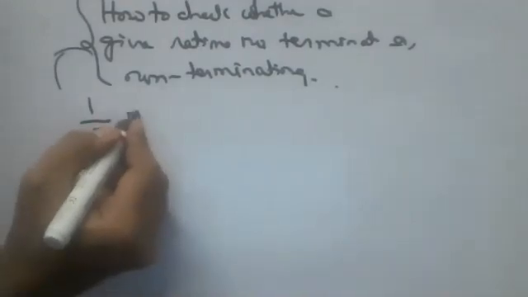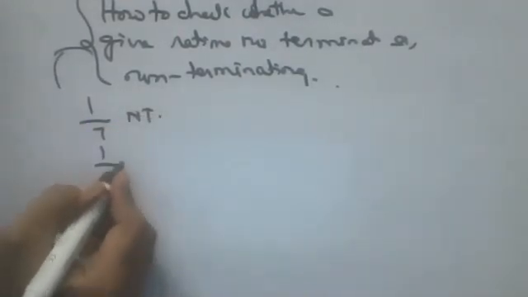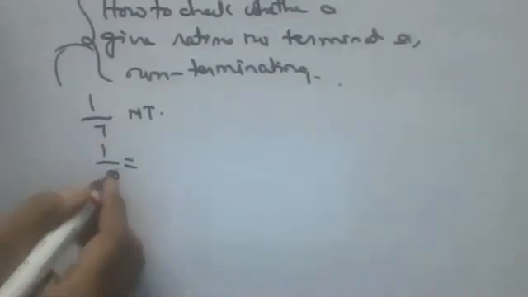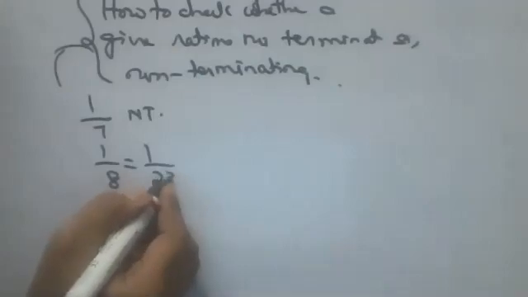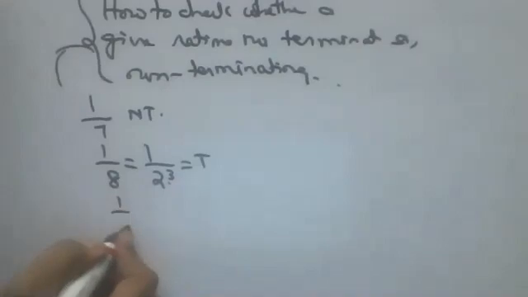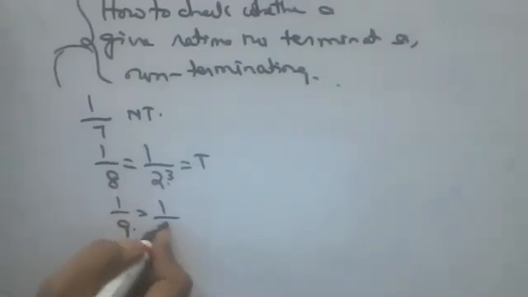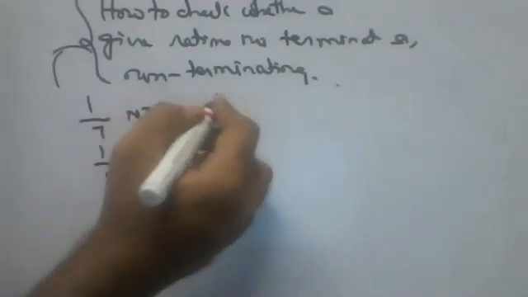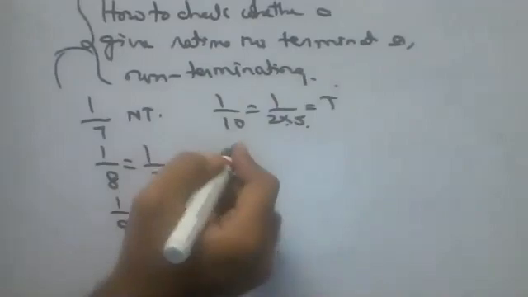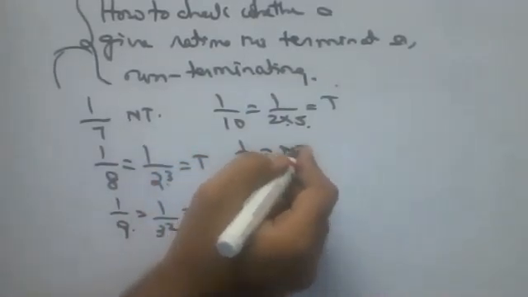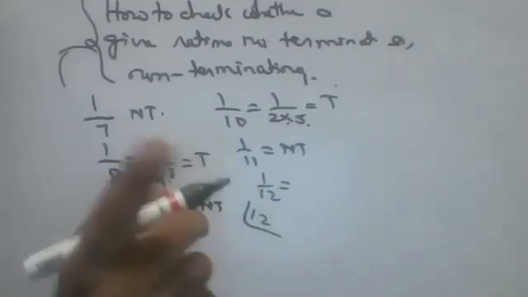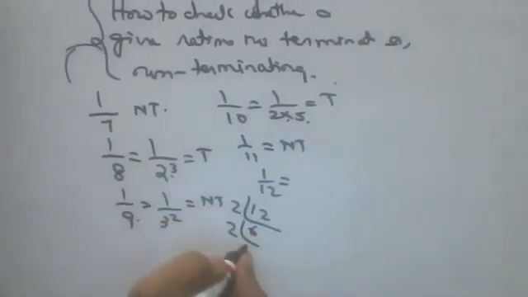1 by 7, non-terminating. 1 by 8. Numerator is not important, children, only the denominator. 1 by 8 means prime factorization is 2 cube. Yes, it is terminating. Only 2 is there. 1 by 9, prime factorization is 3 into 3, 3 square. Non-terminating. 1 by 10, prime factorization 2 into 5. Yes, terminating, because 2 and 5. 1 by 11, non-terminating. 1 by 12, prime factorization of 12, what children? Prime factorization means you should do it with prime numbers only: 2, 2, 3.